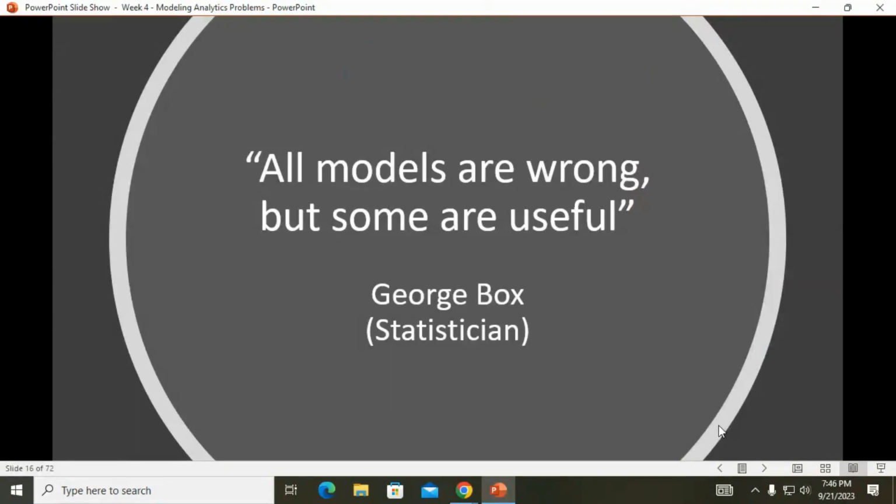So the statistician George Box said all models are wrong, but some are useful. And this is just to say that basically, even if you have a mathematical model of something in the real world, it's not going to be exactly correct. So, right, there's going to be some wiggle room.